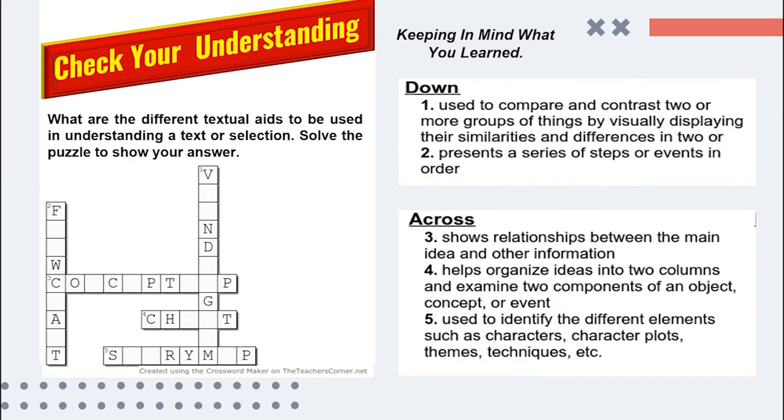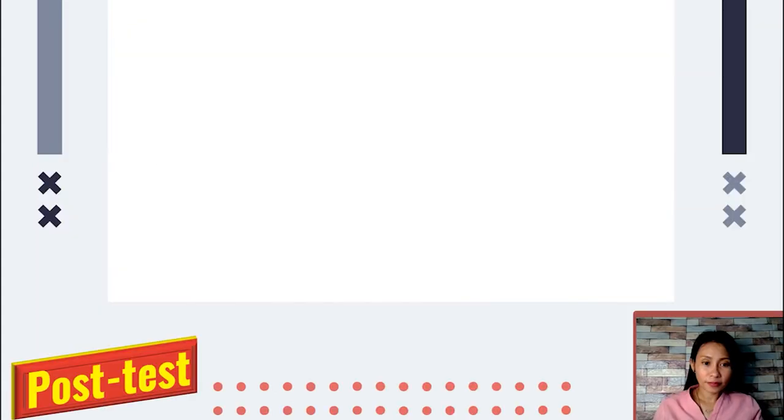And to check your understanding about our lesson today, try to solve the puzzle below. What are the different textual aids to be used in understanding a text or selection? You have your clues or description on the right side, while you write your answer to complete the puzzle on the left side. Now let's do the post test.